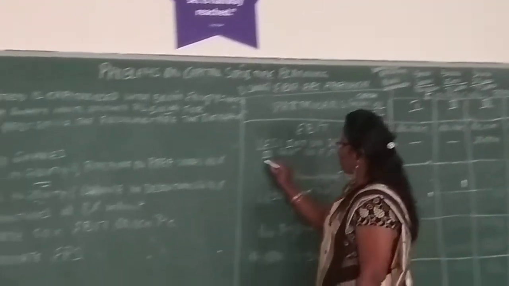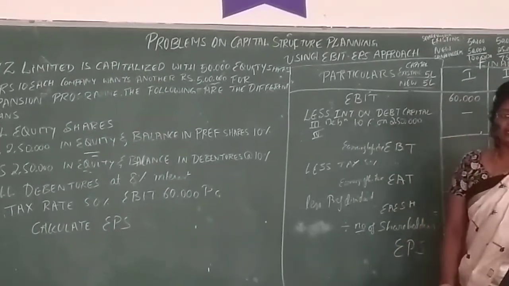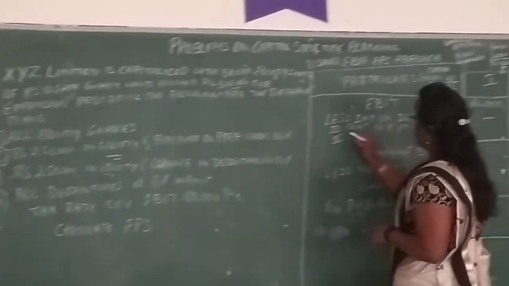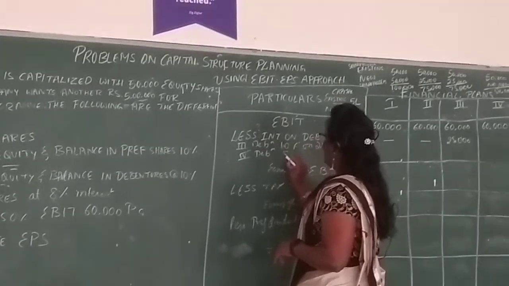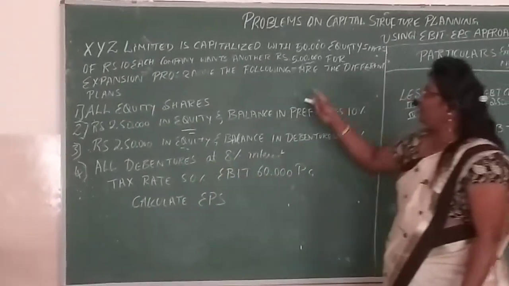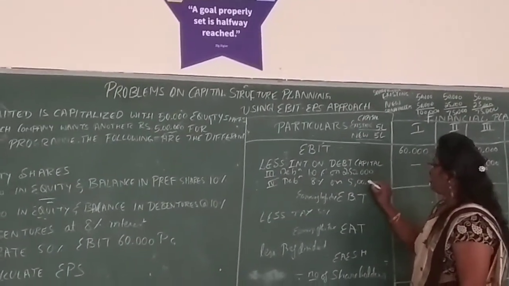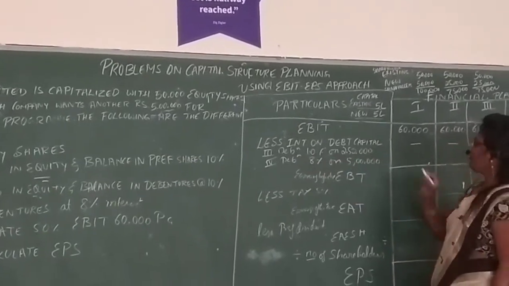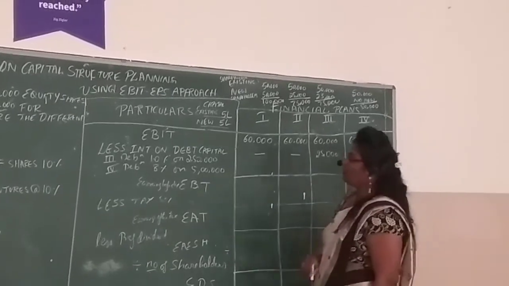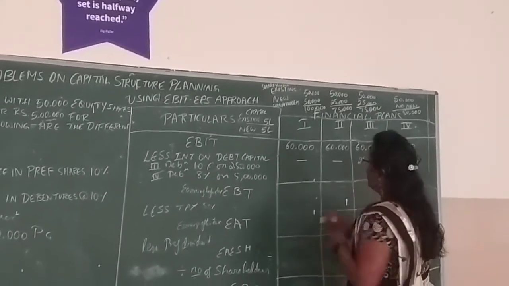Next comes plan 4. We understood plan 4 also has debt, so we need to pay interest for debt. So debenture here is 8%. Debenture 8% on how much? Here it is all debentures, which means all 5 lakhs. Debentures 8% on 5 lakhs, so 8% on 5 lakhs is nothing but 40,000. 8 fives are 40. So 40,000.